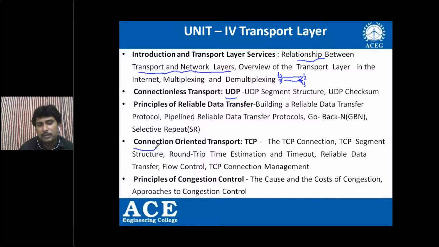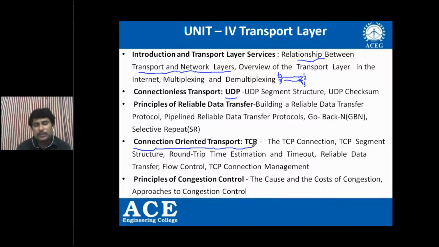And remember, the User Datagram Protocol, which is unreliable, is a connectionless transport layer protocol. And then the reliable, connection-oriented transport layer protocol is called Transmission Control Protocol.